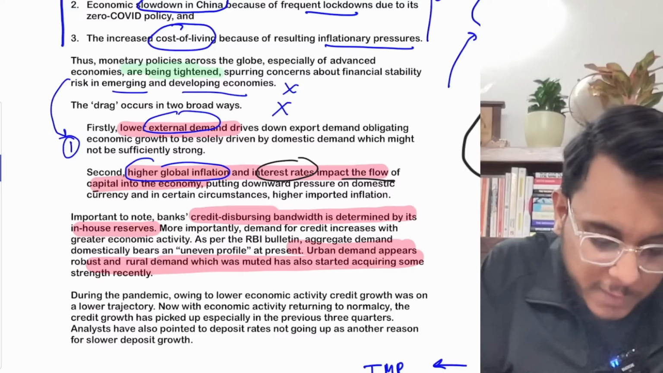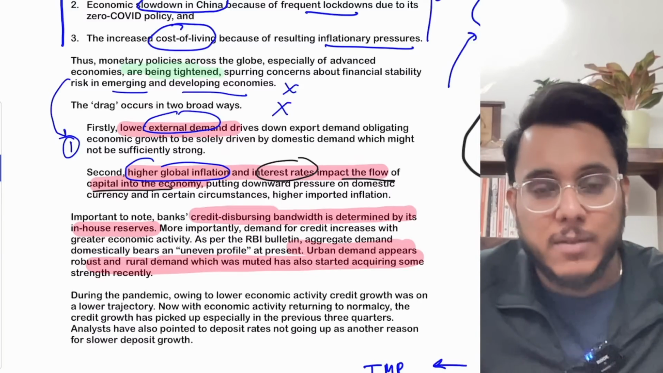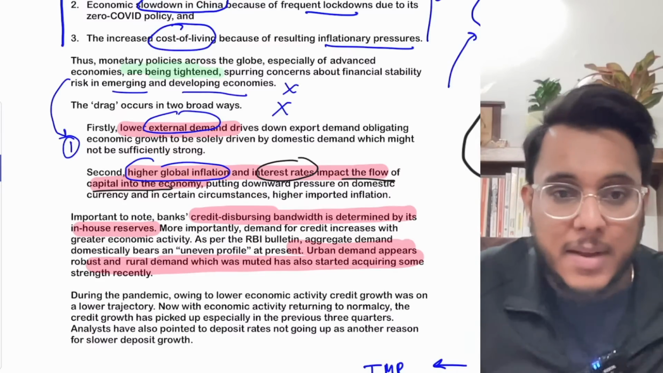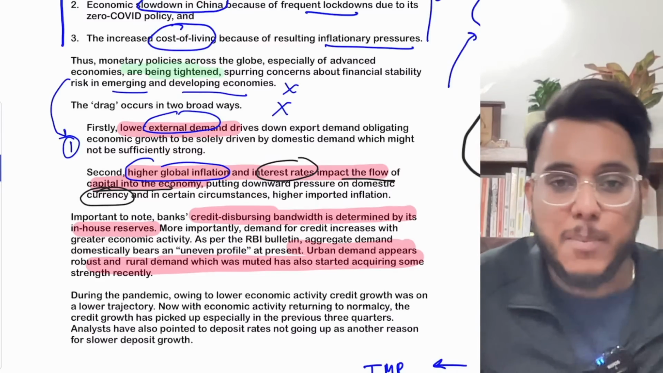It impacts the flow of capital into the economy. New capital will not come. Even the capital that was there will go back. What will happen? It will impact the currency.